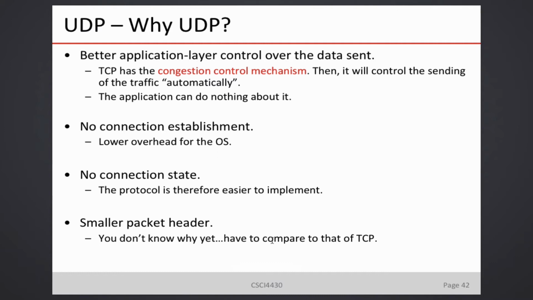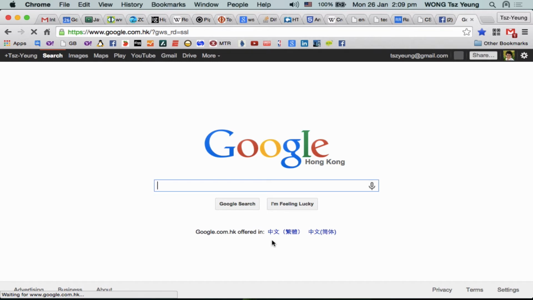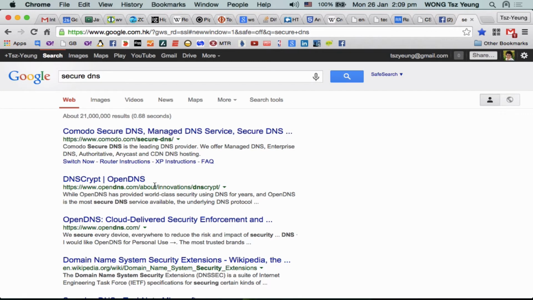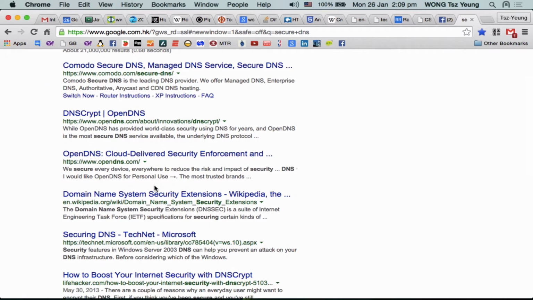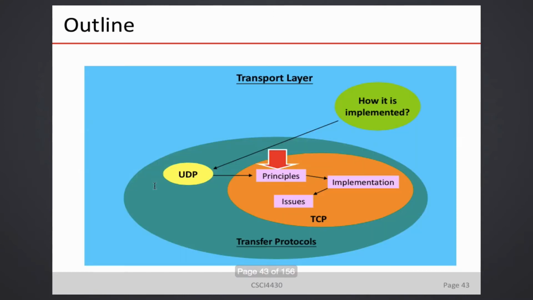Of course, things change. People have already proposed a secure DNS, and they even try to not use UDP anymore. But this is out of scope of the transport layer protocol. Everything is about overhead, but what is sacrificed is the reliability.